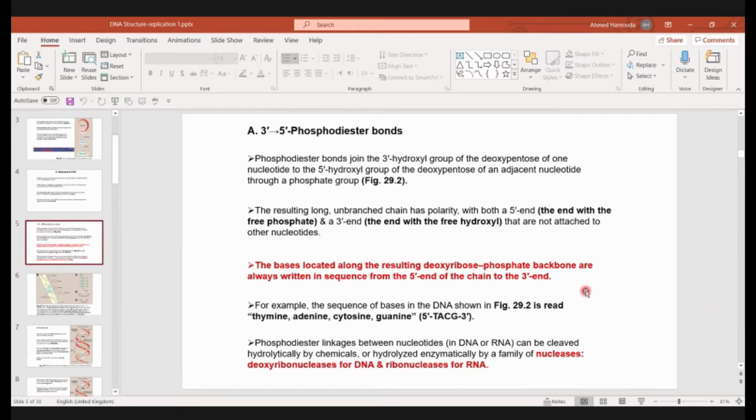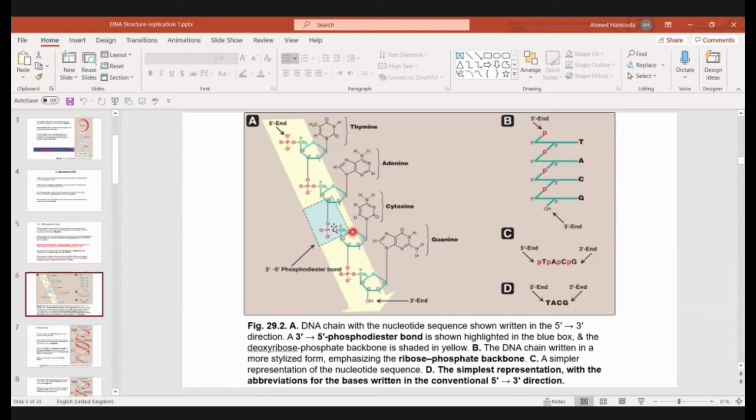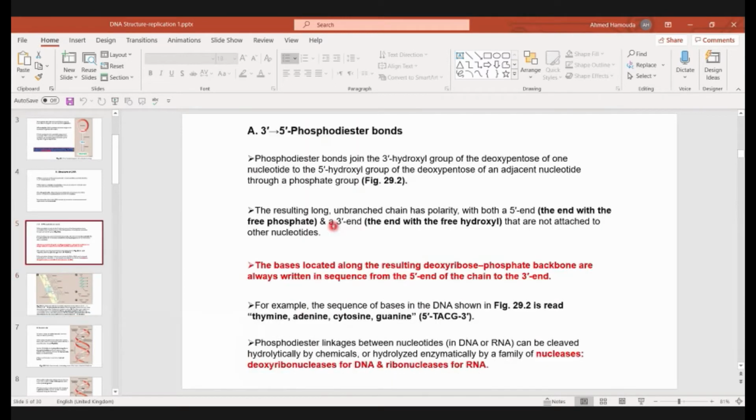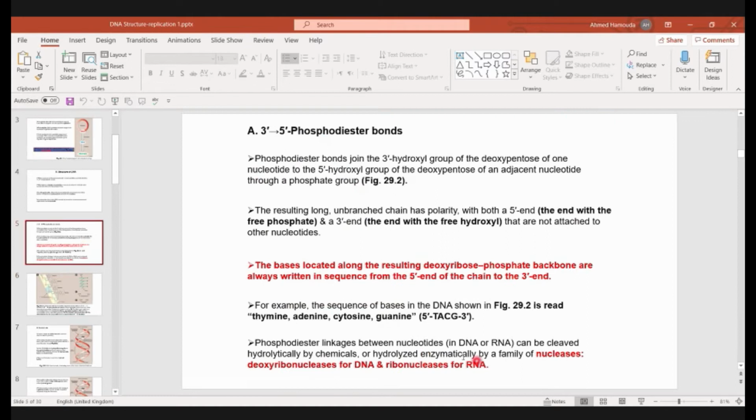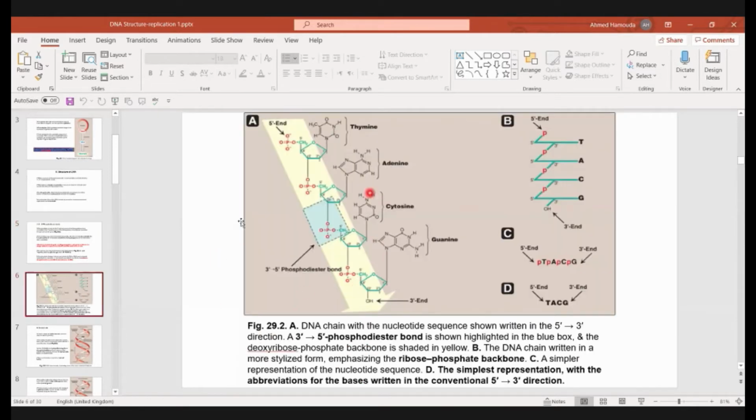So can this phosphodiester bond be cleaved? Yes, it can. So what cleaves this phosphodiester bond? What cut it? Cleaves means to cut it. There are what we call nucleases. Deoxyribonucleases are enzymes that can cut the phosphodiester bond in the DNA, and the ribonucleases, they cut the nucleotide in the RNA.